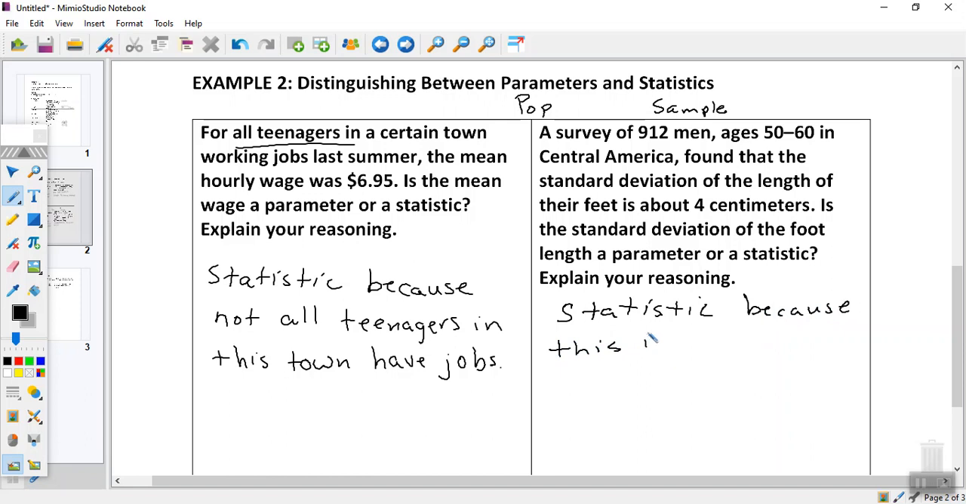Maybe it's 912, actually identical. Okay, let's not go there. All right, statistic, because this is so many people. Only part of all men ages 50 to 60 in what country?